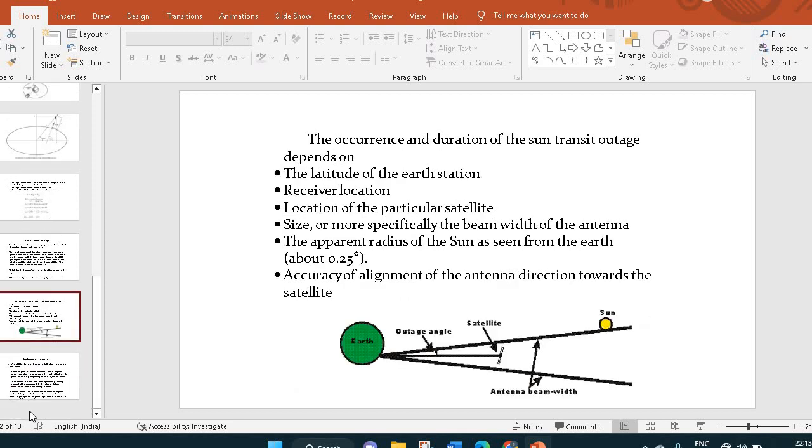The occurrence and duration of the Sun transit outage depends on the latitude of the Earth station, receiver location, location of the particular satellite, size or more specifically the beam width of the antenna, the apparent radius of the Sun as seen from the Earth, accuracy of alignment of the antenna direction towards the satellite.